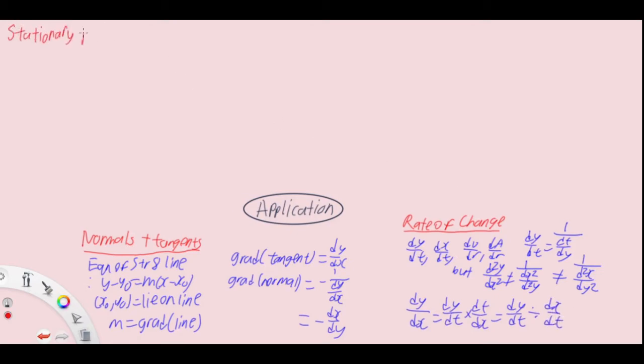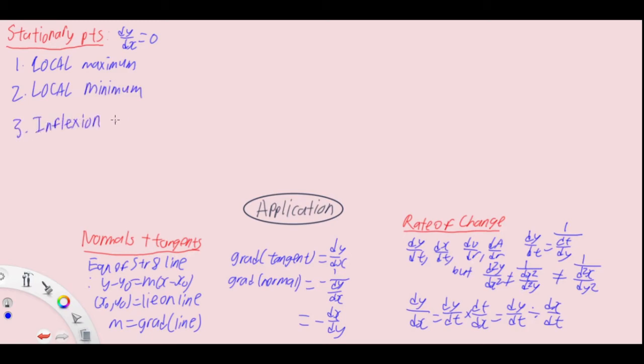Lastly, we have stationary points, and we just need to equate dy/dx equals 0. There are only 3 types of stationary point: local maximum or local minimum. They are local because they may not be the actual maximum or minimum point of the graph. Lastly, we have the stationary point of inflection.